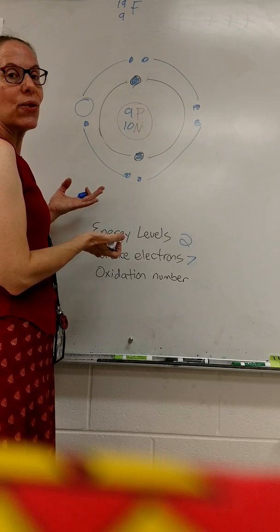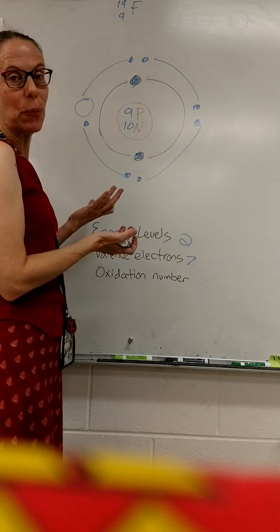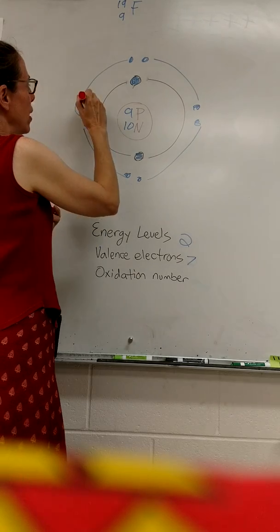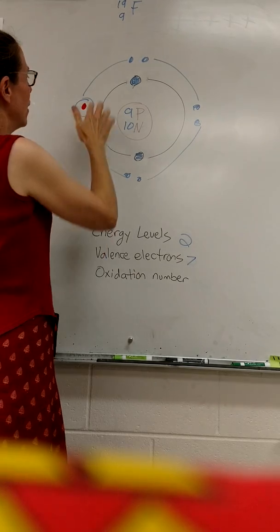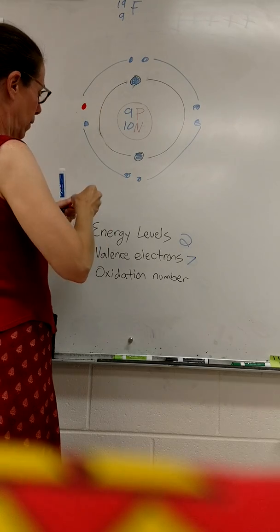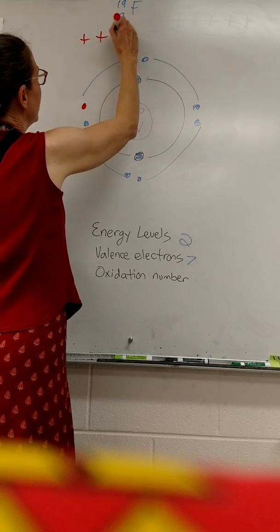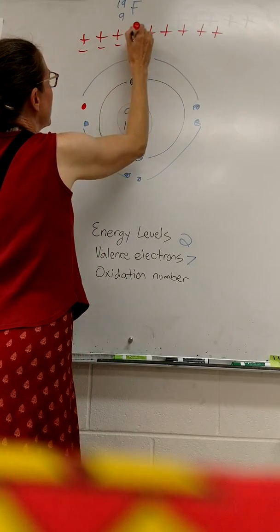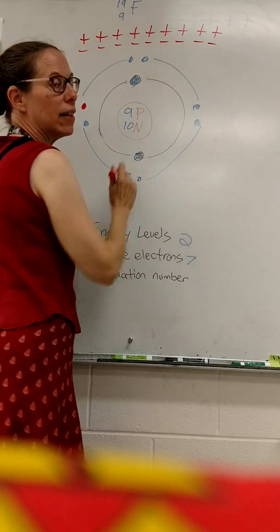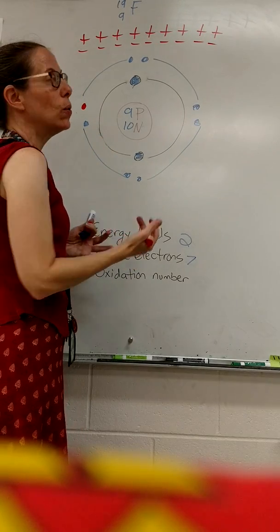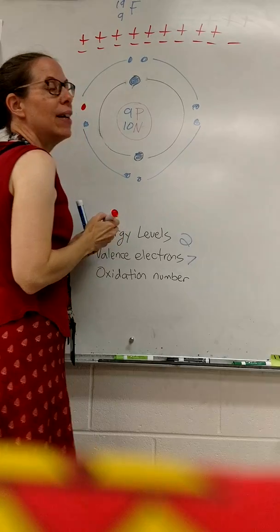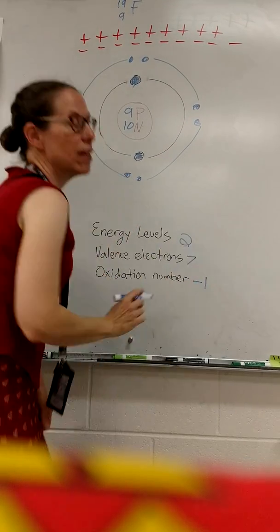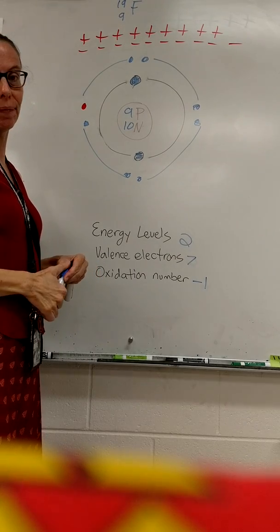Fluorine could lose 7 electrons, but it has so many protons that's actually somewhat difficult for it. Also, it's a lot easier just to steal 1 electron and stick it in that empty spot right there. Well, fluorine started out with 9 protons and 9 electrons. Fluorine just stole 1 extra electron. It now has an unbalanced negative charge, so fluorine now has an oxidation number of -1.